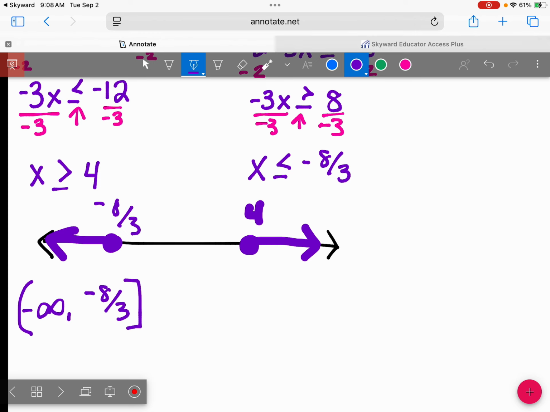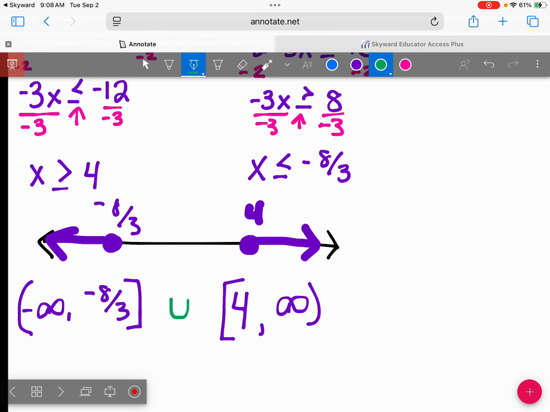And from 4 all the way up to positive infinity. Again, parentheses on infinity, bracket on 4. If we want the most technically correct, we join them with a union, a U. I'm not going to be petty about the U. You put "and," right, or "or."